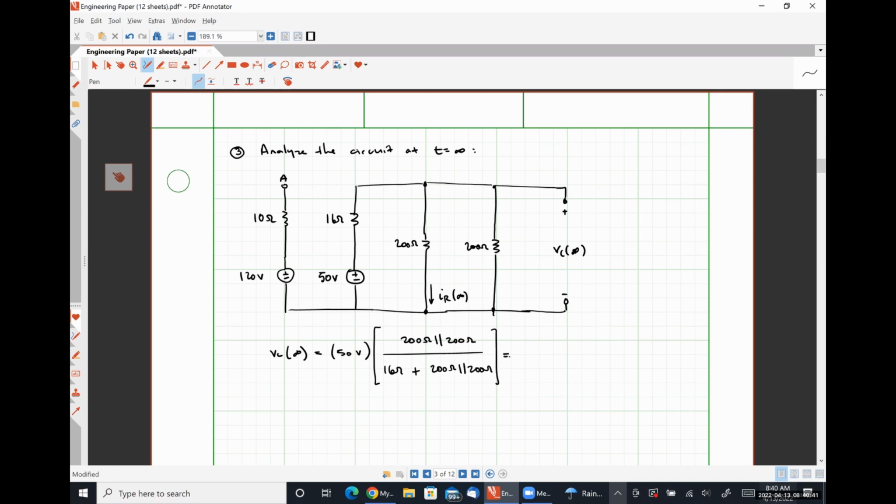What's 200 in parallel with 200? 100, right? So that's going to be 50 times 100 over 116, which looks like 1,250 over 29 volts, or 43.103 volts if we feel more comfortable with a decimal.